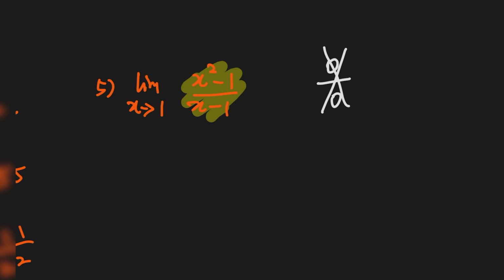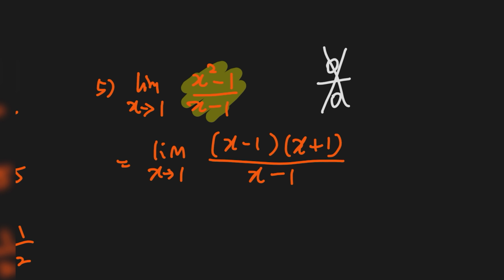So what should we do? We should factorize this function or this expression first. Okay, we have learned factorization, right? And therefore now you're only left with this x plus 1, this expression. Therefore 1 plus 1 is equal to 2, and there you go. So this is how we should do it.